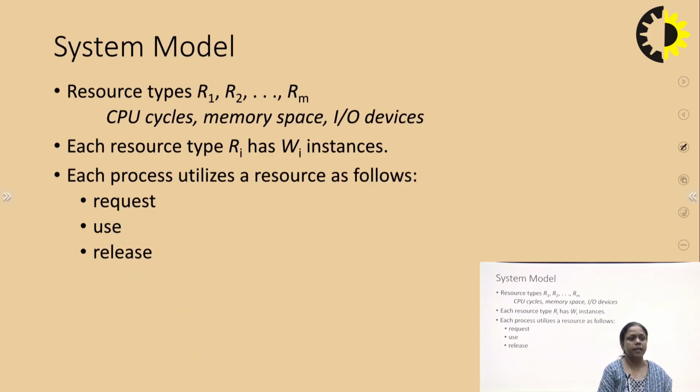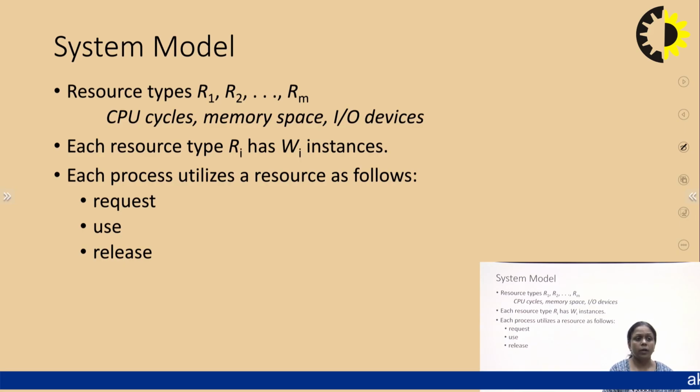Now, you can see here the system model. Resources: we have different types of resources in our system, R1, R2 up to Rm. For example, CPU cycles, memory space, IO devices, these are all different types of resources. And different types of resources will have different numbers of instances. For example, R1 is a printer. So, if we have 4 printers in our system, then R1 has 4 instances. So, the number of units available in a resource is known as instances.